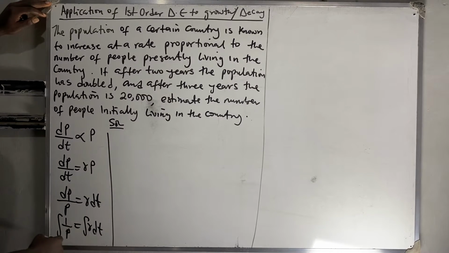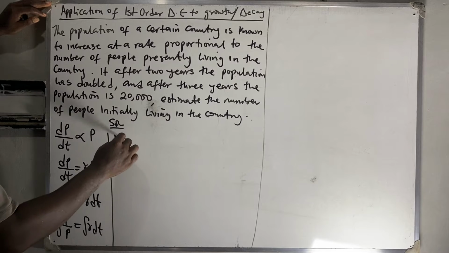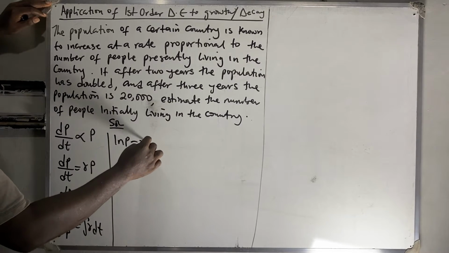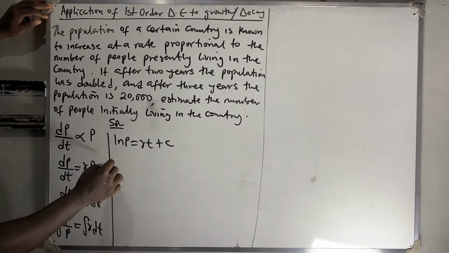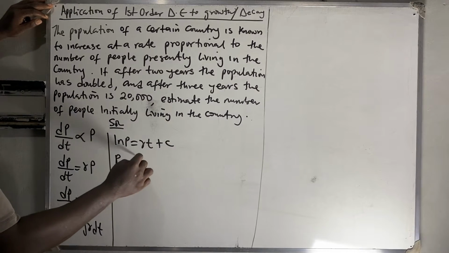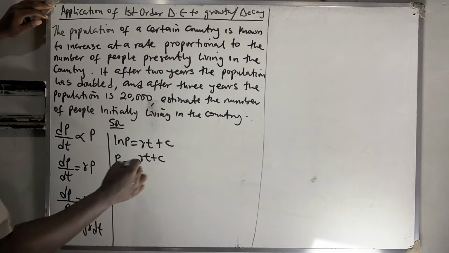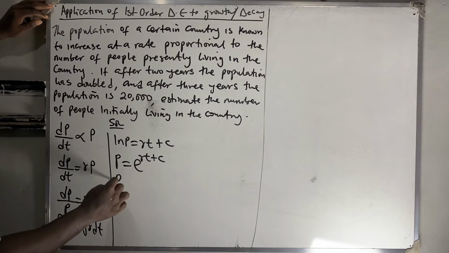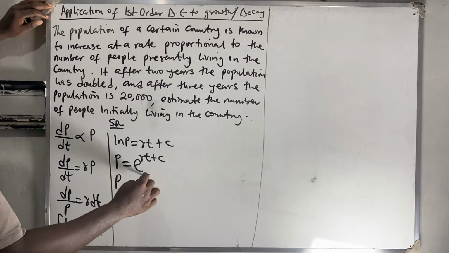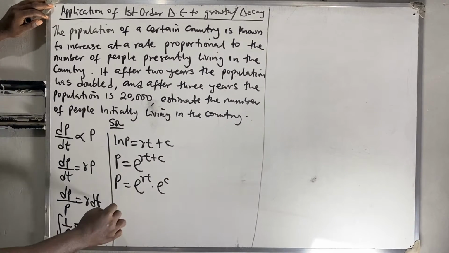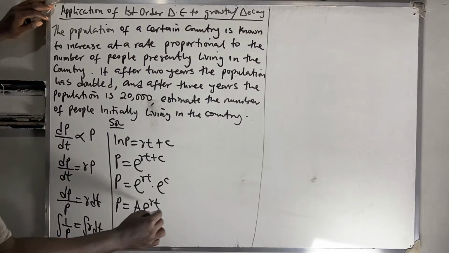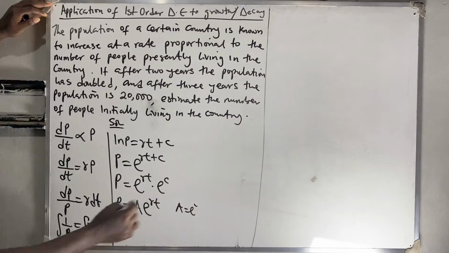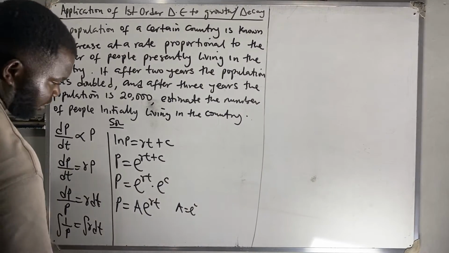So the integral of this is ln P is equal to RT plus a constant. Removing the ln to move here, it becomes exponential. So P itself will now be exponential RT plus a constant, which gives us P is equal to exponential RT multiplied by exponential C. So therefore P becomes A exponential RT, where A is equal to exponential C, because exponential of a constant is a constant.